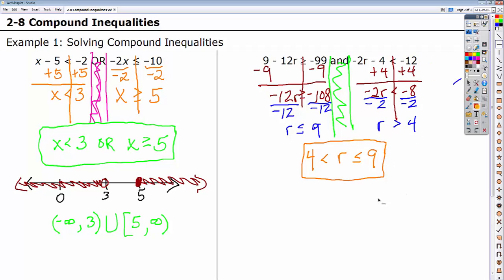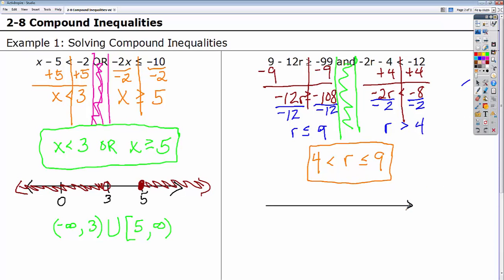Okay, let's draw out our number line. Okay, I've got 0, 1, 2, 3, 4, 5, 6, 7, 8, 9. Alright, open circle on 4, closed circle on 9, and the shading should be in the middle where our variable is located. Okay, last step, interval notation, parentheses 4, comma, 9, bracket.